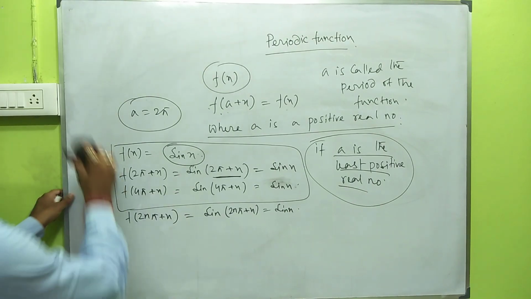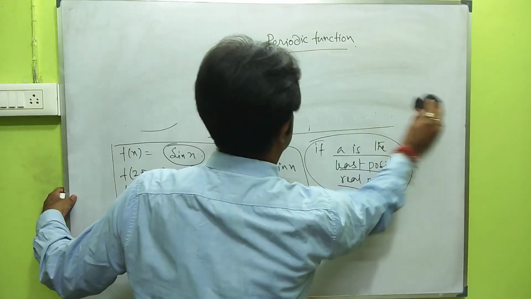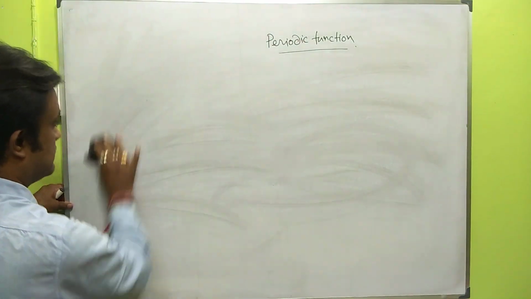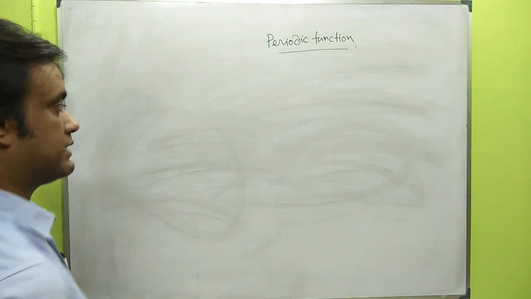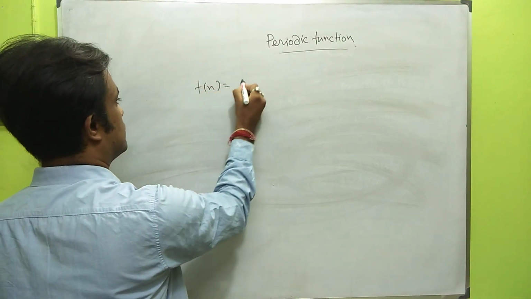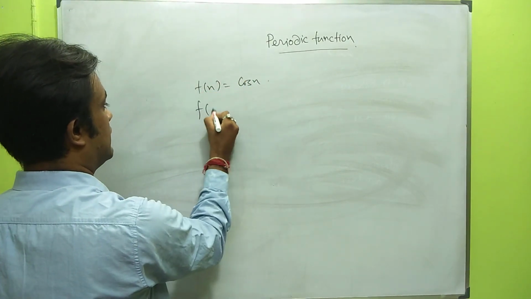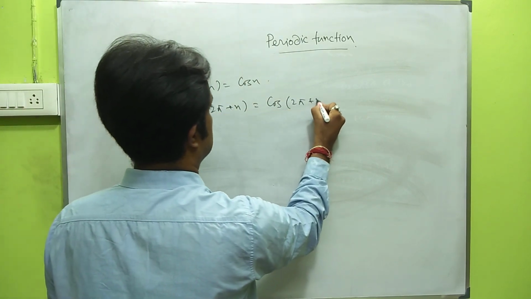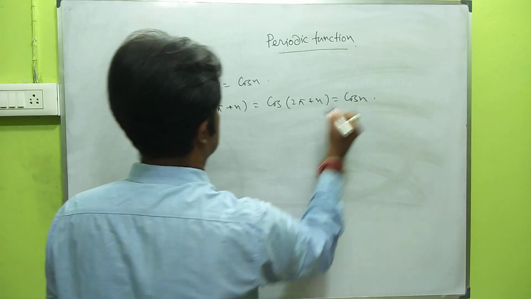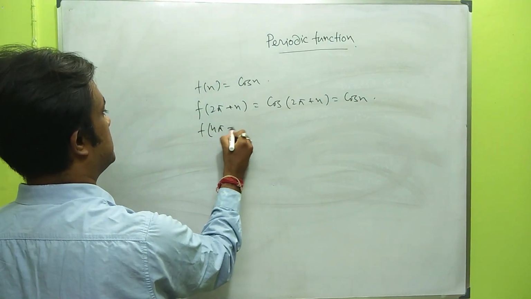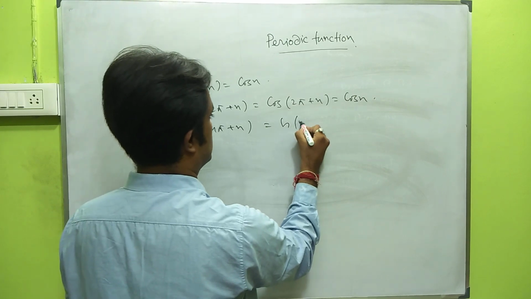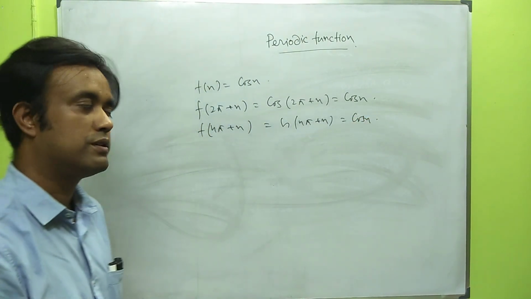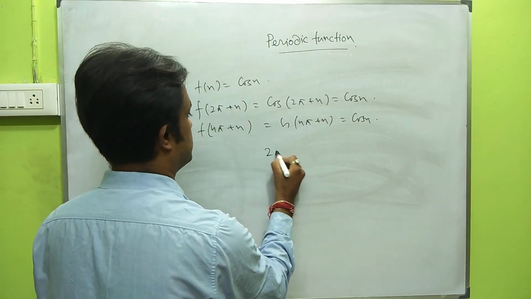Now we make another example of a periodic function, which is cos x. Suppose f(x) is equal to cos of x. Similarly, f of 2 pi plus x will be cos of 2 pi plus x, that is cos of x. F of 4 pi plus x will be cos of 4 pi plus x. So what will be the period? Yes, it will be 2 pi.